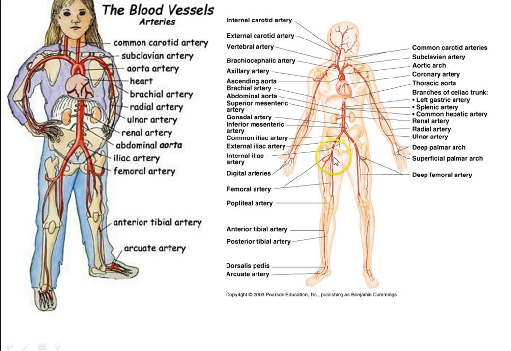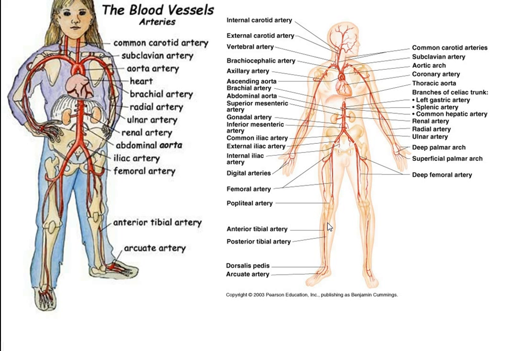Now when you get to this area, what is that called? It's called the femoral artery. Remember, if you remember your bones, your femur, the femoral artery. When you get to the knee, actually behind the knee, it is called the popliteal artery. The popliteal artery. Then it will split into the anterior tibial artery and the posterior tibial artery.